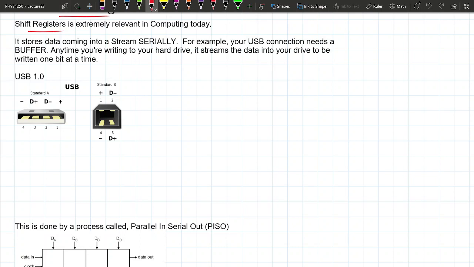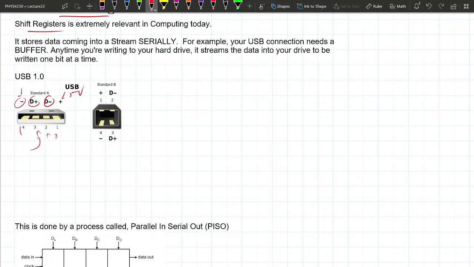So USB is universal serial bus, right? The original version has 4 wires in it. Basically this is ground, negative, and this is 5 volts. This is data plus, data minus.